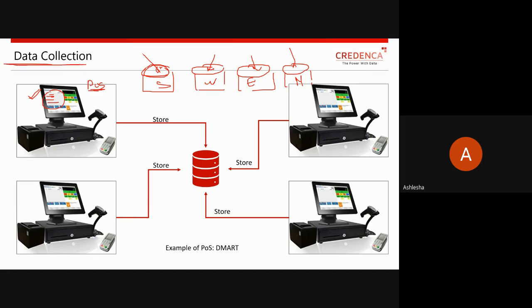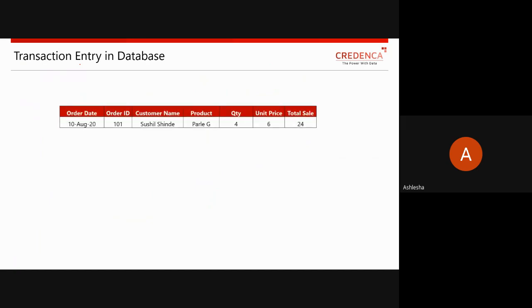Now this is all about the collection. Now, transaction entry in your database, how data is getting collected. For example, this particular customer, on this particular date, has bought this product with this much quantity, which has this unit price, and the total sale value is 24. So each transaction is maintained with a single row of information.